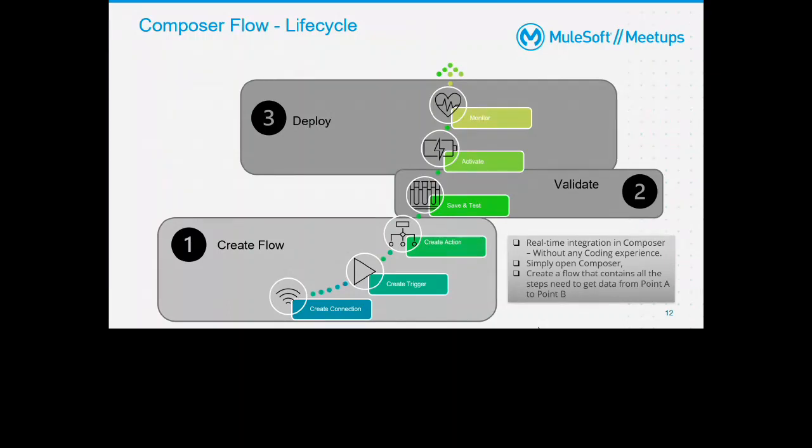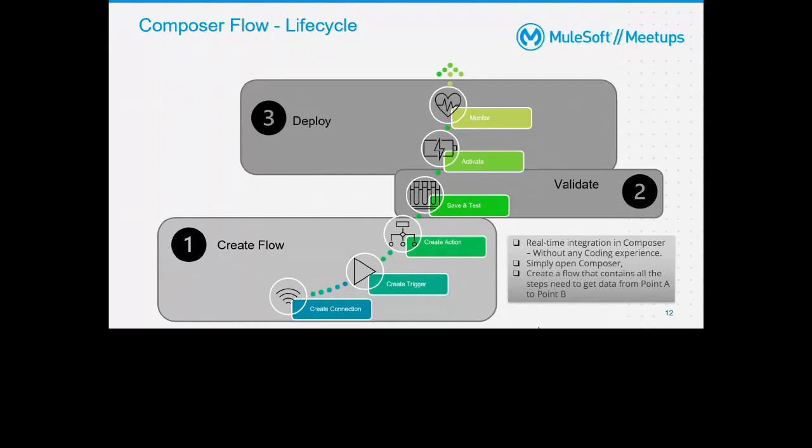And then you create actions. Actions are what happens once the flow is triggered, and down the line, maybe you want to load data into some target application. You can create that kind of action.